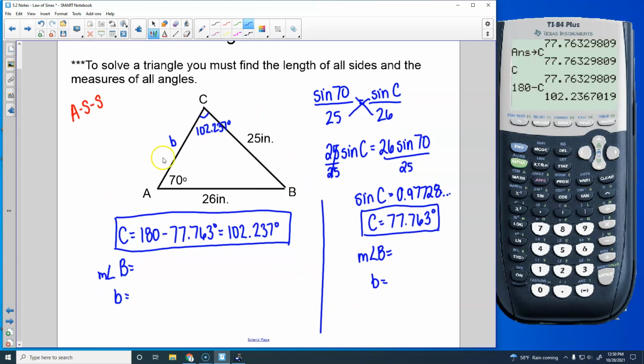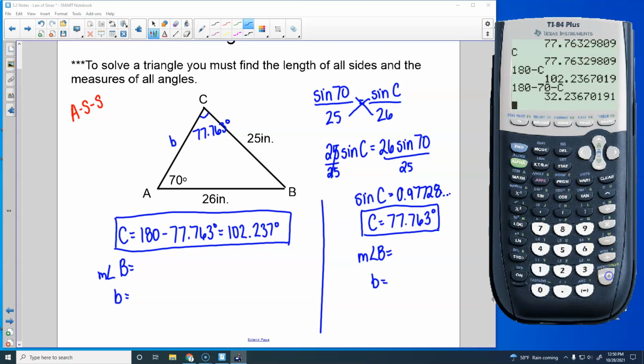So we're going to pretend like this actually is just 77.763 first. So if this side is 77.763, let me erase this right now and put 77.763. Then I know that this angle is 70, this is 77.763. I could just subtract from 180 to find angle B. So if I do 180 minus 70 minus, I can just tell it C, because I've got that stored and it won't have to round any. I get 32.237.